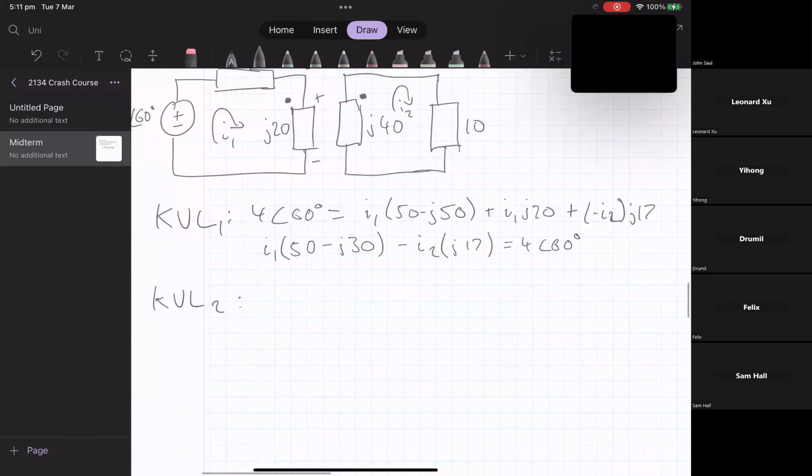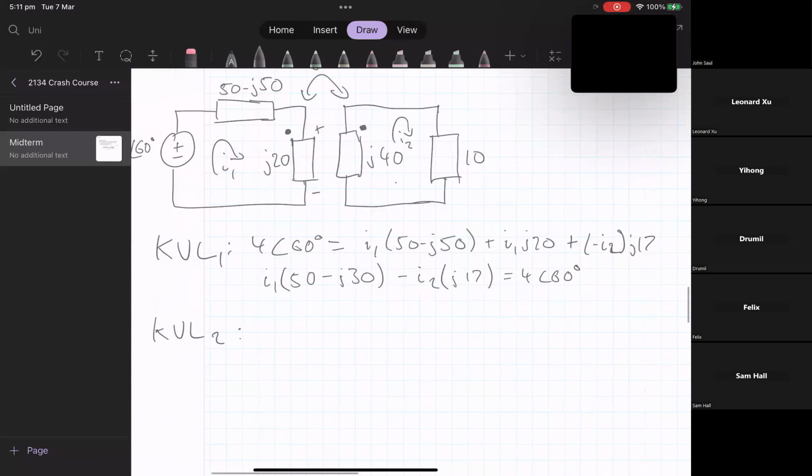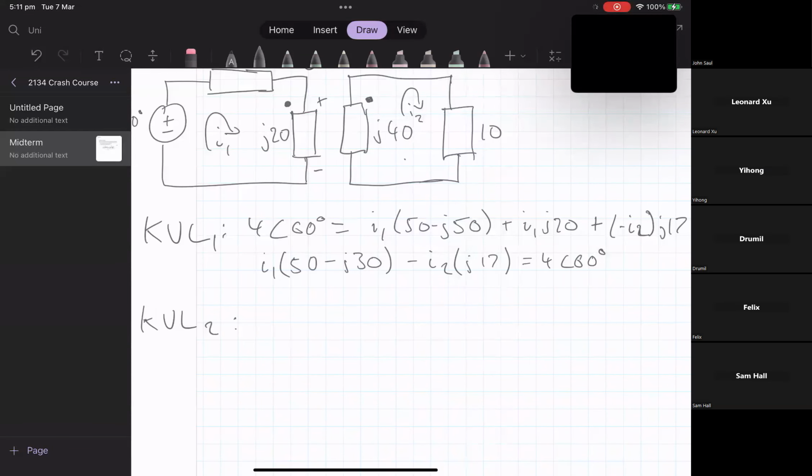We're looking at the second mesh over here. In this one, we will start with, I guess, 0 on the left-hand side because we don't have a voltage source. And then that is equal to starting with this inductor, I2, and I guess we can include this resistor as well, 10 plus j40.